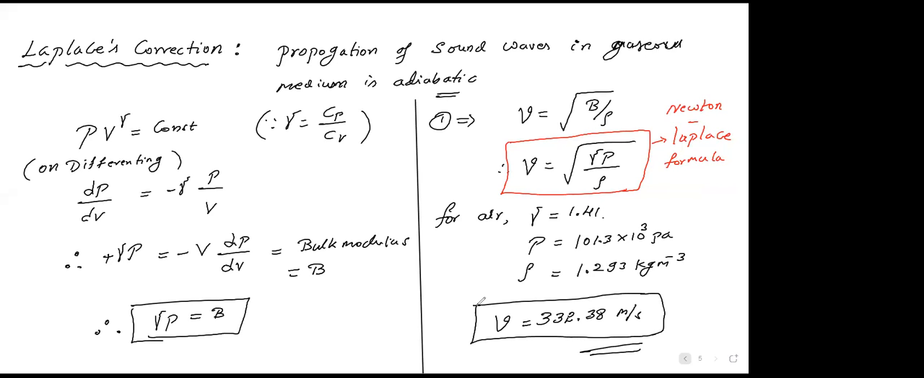Generally you get a 5 mark question to explain the Newton-Laplace formula, or to derive the Newton-Laplace formula for the velocity of sound. If you get it individually, then it is a 3 marker. Let's copy this Laplace correction. Next topic.